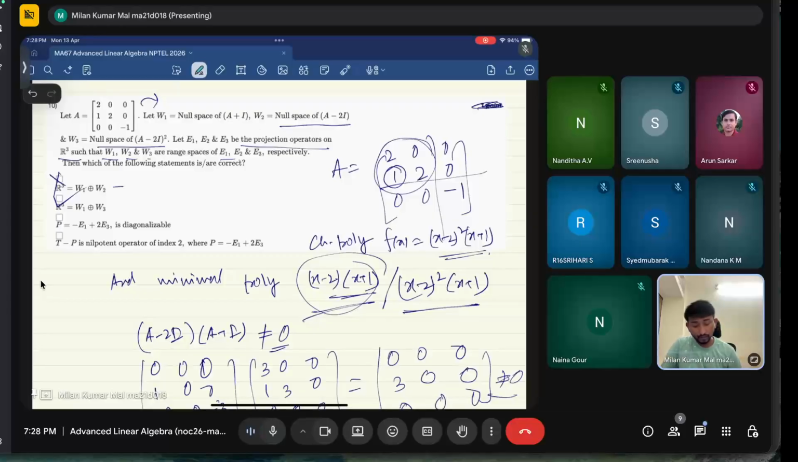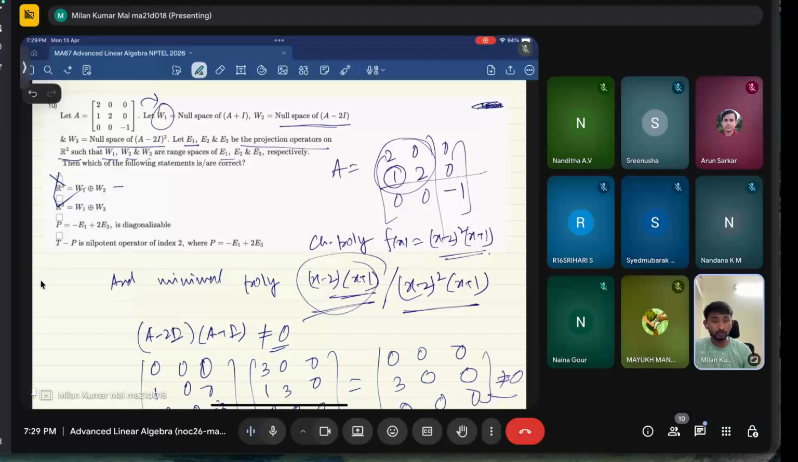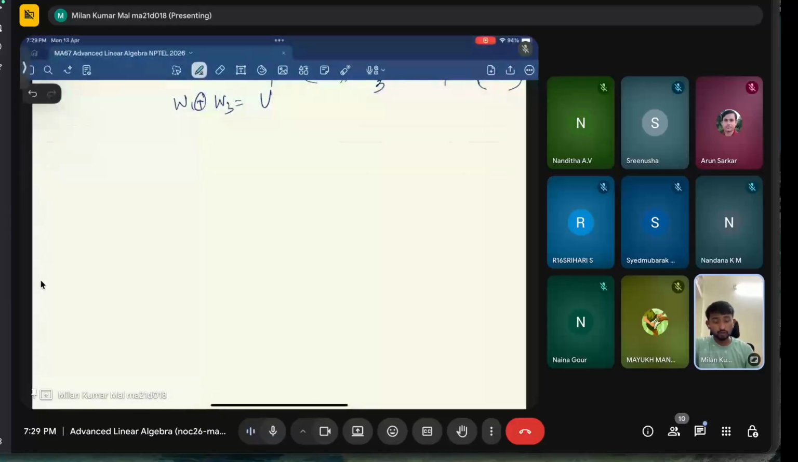Now if I consider P equals minus E1 plus 2E3, then this is diagonalizable. Any matrix like this, as E1 is the projection on W1 and E2 is the projection on W2, there is a theorem which I have mentioned in the course content: if there exist C1, C2, up to Ck distinct real numbers, not real numbers, distinct complex numbers or distinct scalars.